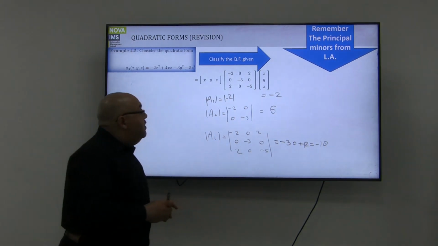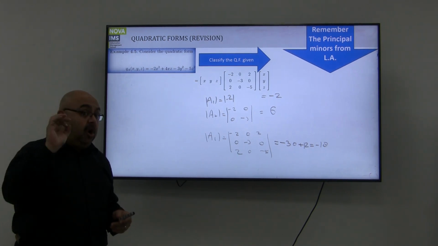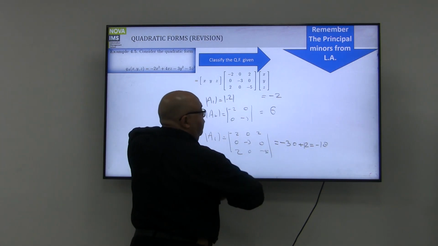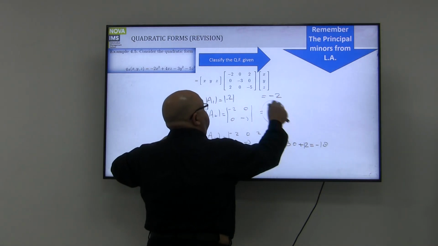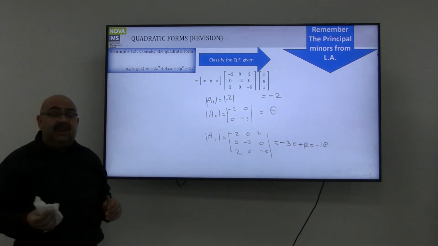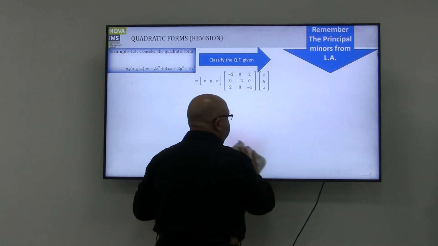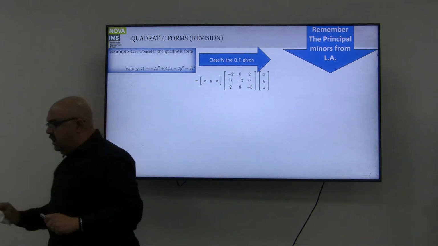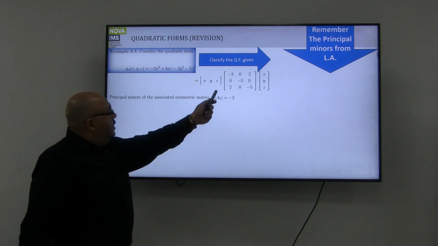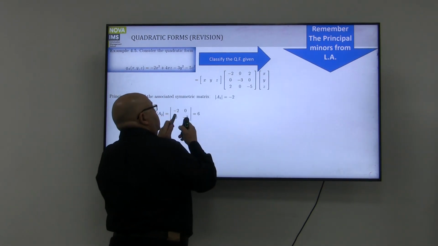As you can see, the principal minors of odd order are less than 0, while the principal minors of even order are greater than 0. And in this case, I'm dealing with a negative definite quadratic form. So you have to understand the classification very well and then follow it as I told you. So once more, this is A1, which is negative 2. This is A2, which is the 2 by 2 set, as you can see.